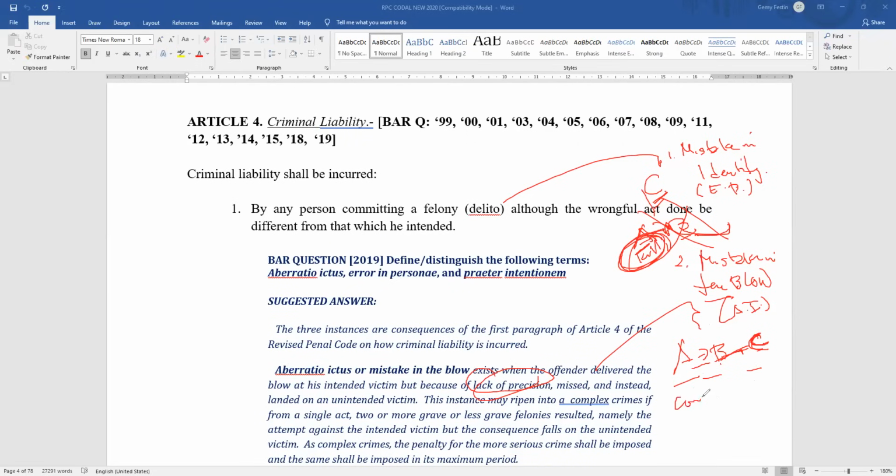Sir, can it be a complex crime? Yes, it can ripen into a complex crime if as a result there are two or more grave or less grave felonies which were produced. Okay? Bawa, namatay si B, namatay si C, grave felony yan. So complex crime yan. Okay? Next.